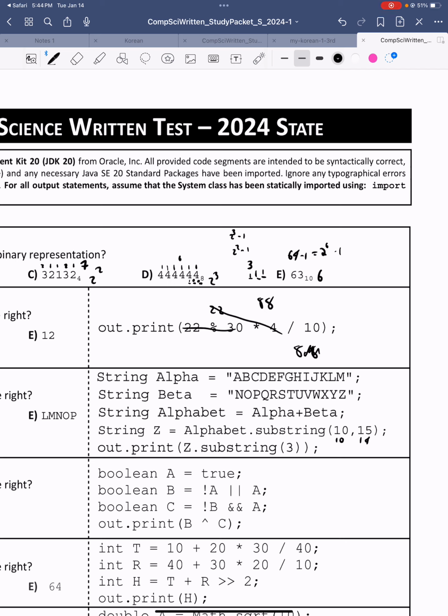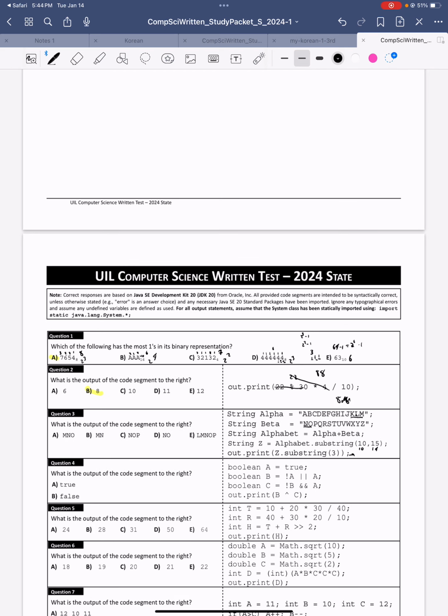So 0, 1, 2, 3, 4, 5, 6, 7, 8, 9, 10 starts at K. 10, 11, 12, 13, 14. Now we want the substring starting from 3. So from 3 on, so 0, 1, 2, 3. So 3 on is no. So the answer is D again.